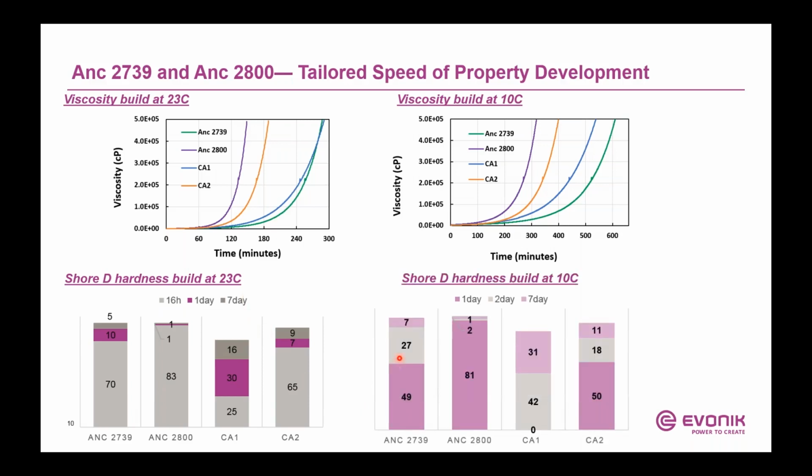And then if you look at lower temperatures, down to 10 degrees Celsius, same thing. You see 2739 much faster in terms of hardness development versus CA1, and 2800 much faster against CA2. So again, the key takeaway here is that you get much faster property development with these new curing agents that use the proprietary diamines.